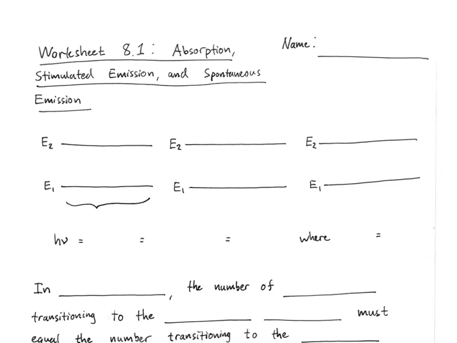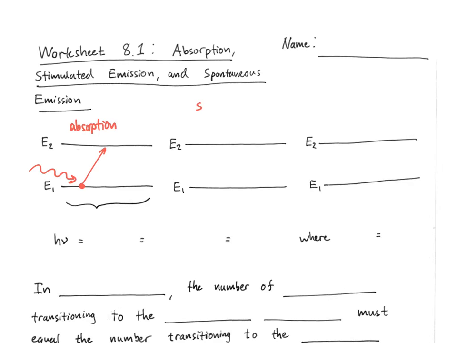So to begin with, let's consider the phenomenon of absorption. In absorption, the system exists down at a lower energy level, and then here comes the photon. It comes in and interacts with the system, and then the system will jump to a higher energy level.